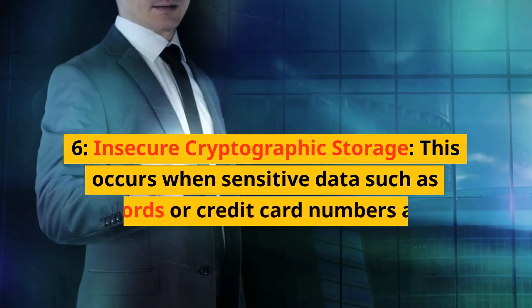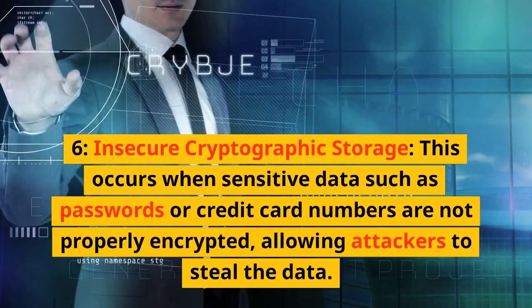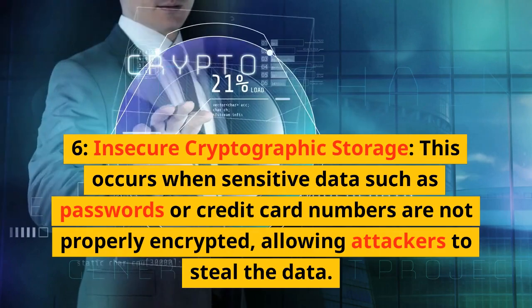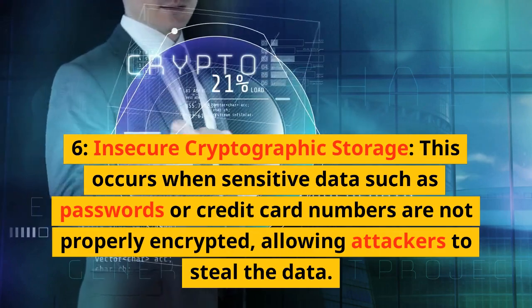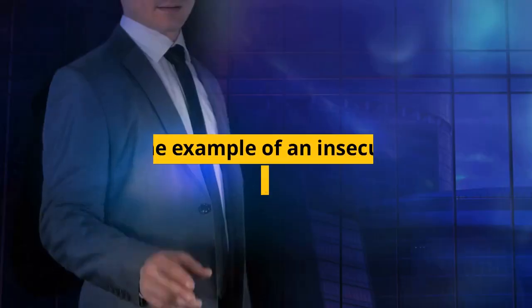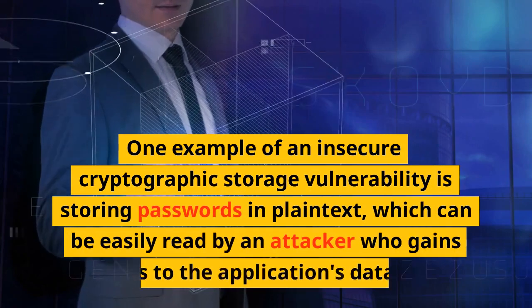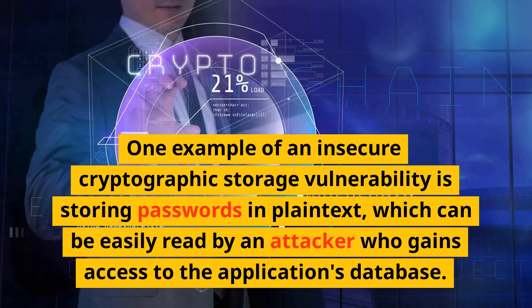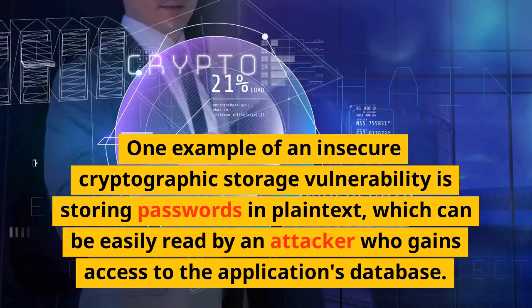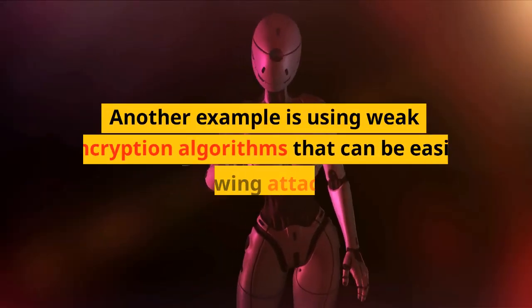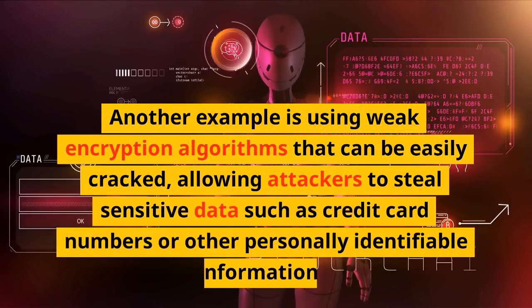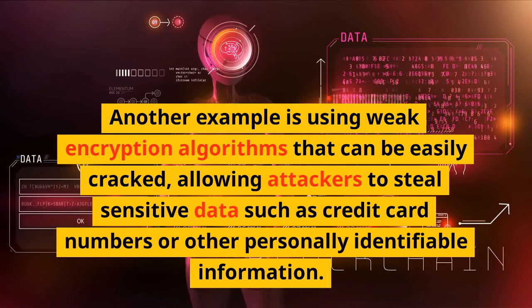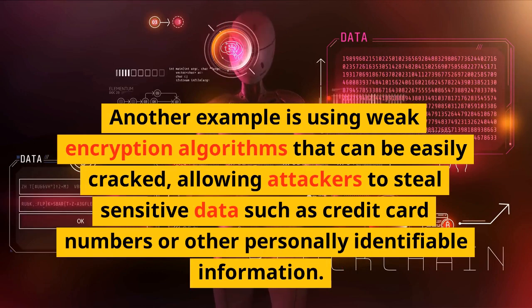6. Insecure cryptographic storage. This occurs when sensitive data such as passwords or credit card numbers are not properly encrypted, allowing attackers to steal the data. One example is storing passwords in plaintext, which can be easily read by an attacker who gains access to the application's database. Another example is using weak encryption algorithms that can be easily cracked, allowing attackers to steal sensitive data such as credit card numbers or other personally identifiable information.